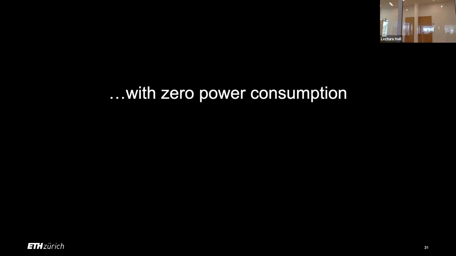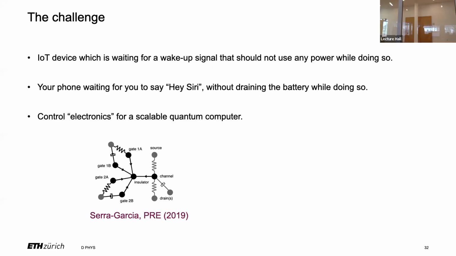But maybe the phone is not a good example because it has a battery anyway that I need to charge because I play with it all the time. But take some IoT device on a turbine that is just waiting there to be activated by some external trigger without having to drain the battery. So that's the goal.